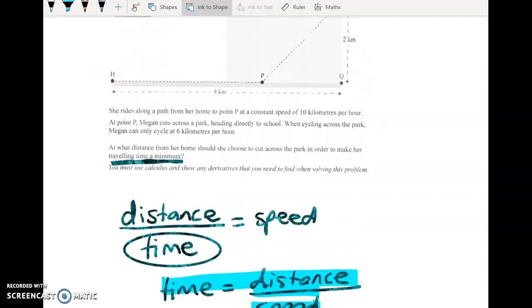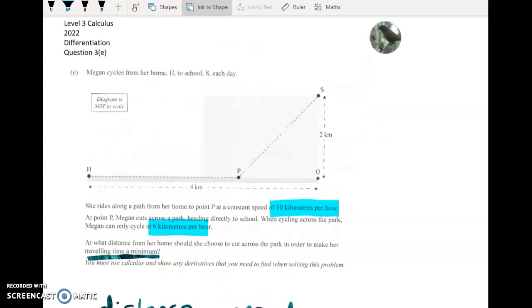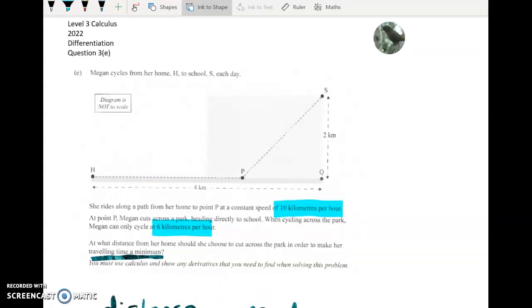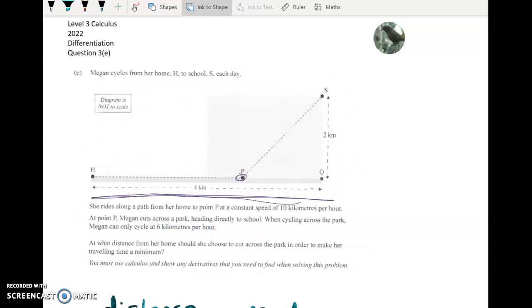This time we're given the speed, so the speed part of it is going to be really easy. One's going to be 10 and one's going to be 6. So how can we set it up to find the distance? Well, we know that the total distance along the path is 4. So that whole distance is 4, and this is my crossover point here.